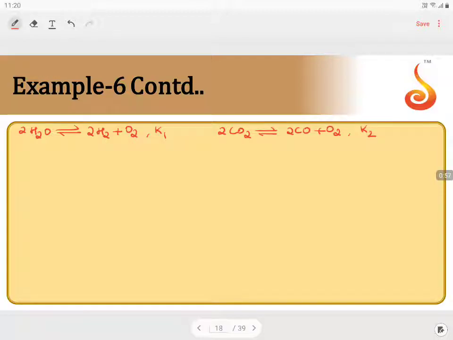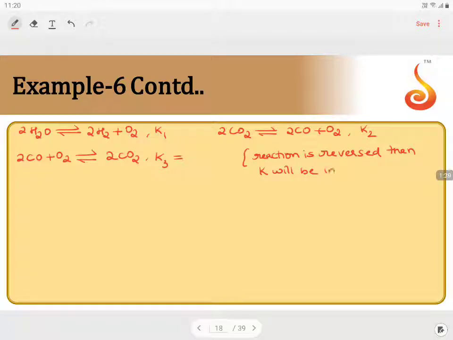Now what I will do, I will write this equation exactly reciprocal. 2CO plus O2 gives rise to 2CO2. What will the equilibrium value become? Let us say K3 is equal to... if the reaction is reversed, then K will be inversed. This is the concept. So K3 becomes 1 by K2.